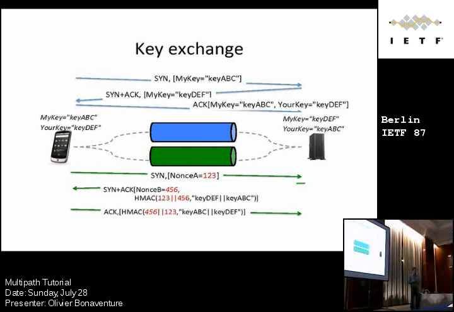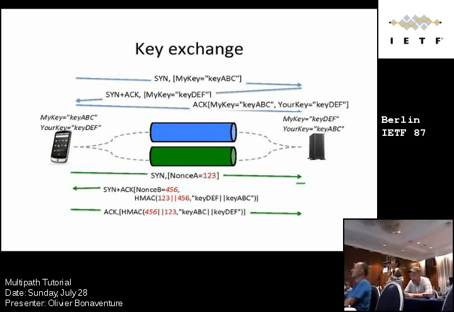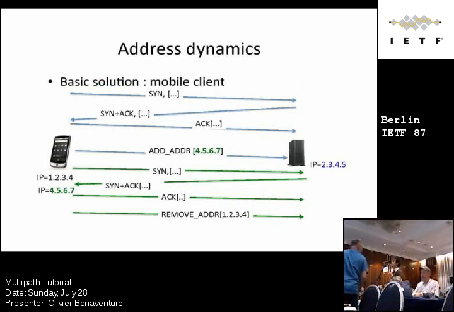Sorry. Could you go back to the address dynamics page? I'm not sure how it's... Could you explain the next slide? Next, sorry. Yeah, this case. So what if there is a NAT between the smartphone and the servers?